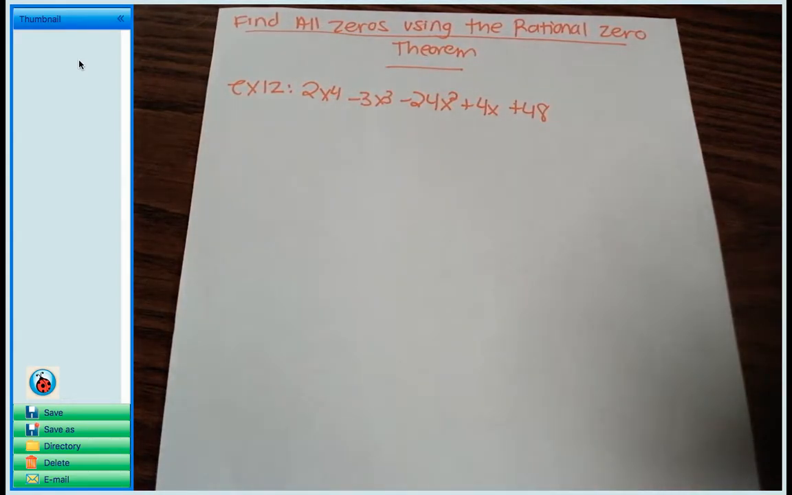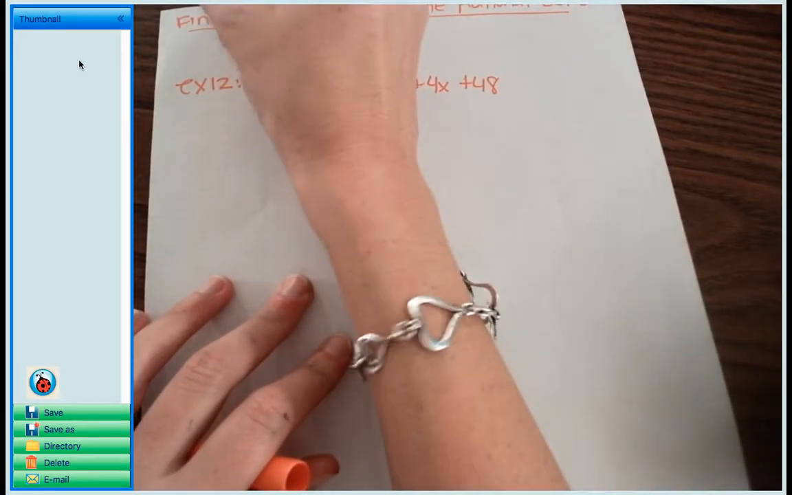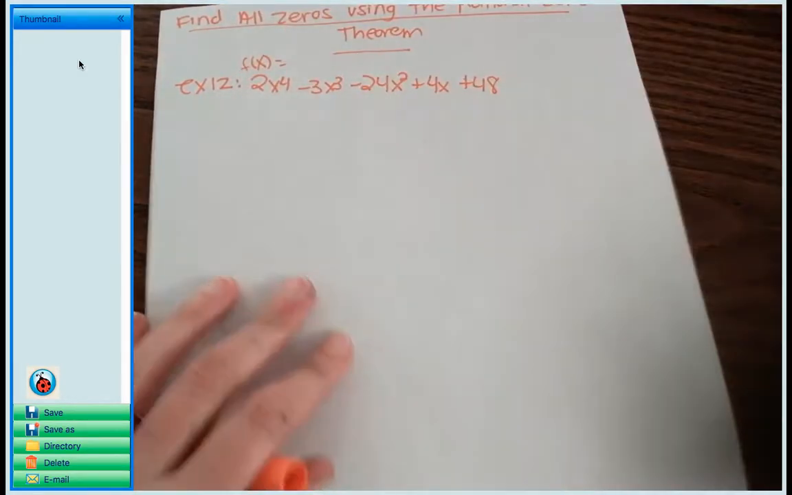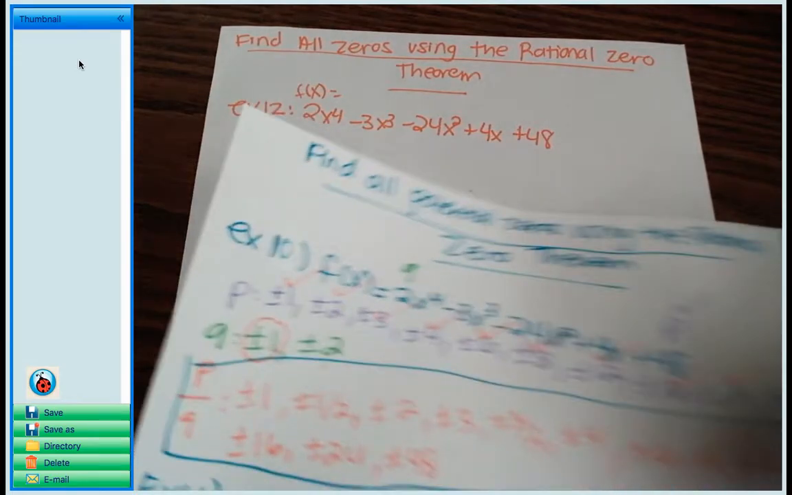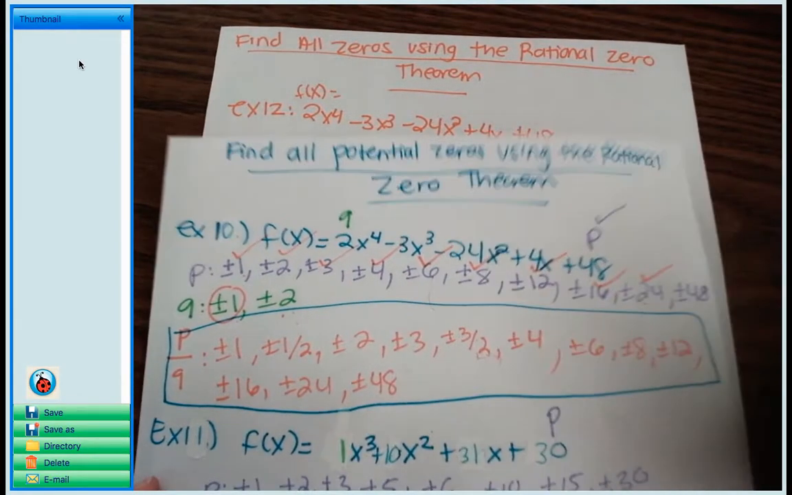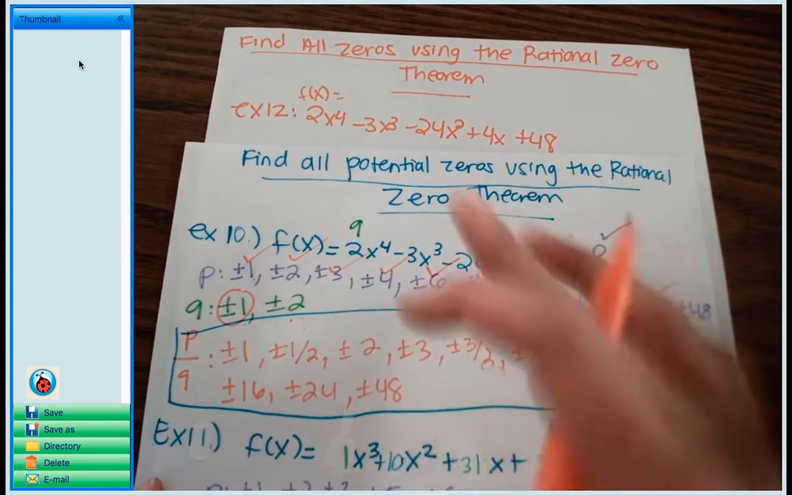Okay, and technically this should have an f of x. I'm sorry. It should say f of x equals all that. My bad. All right, but anyways, technically, in the previous problem that I just worked for you, if you notice, these are the same polynomials.